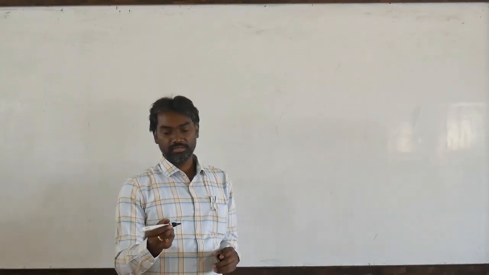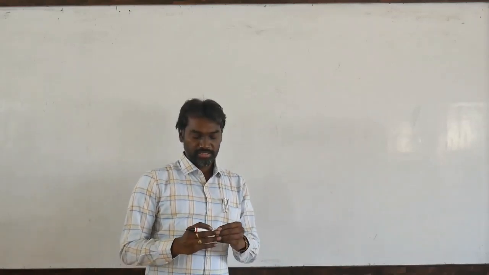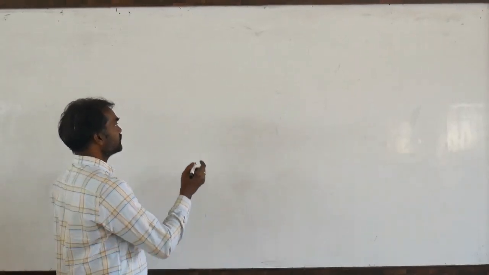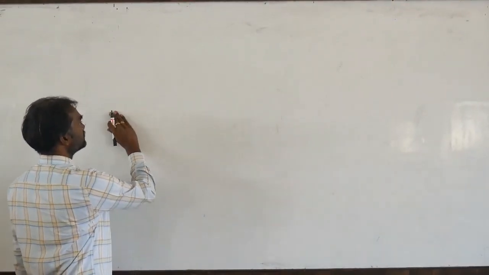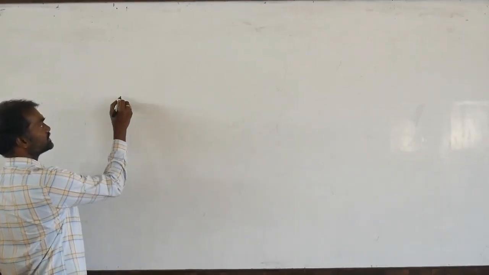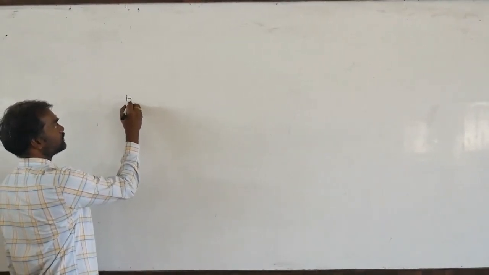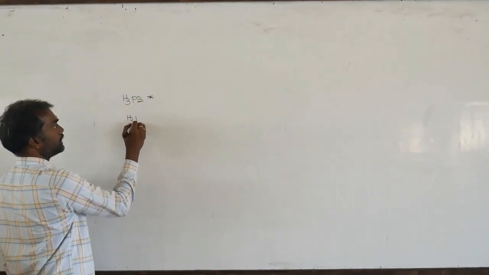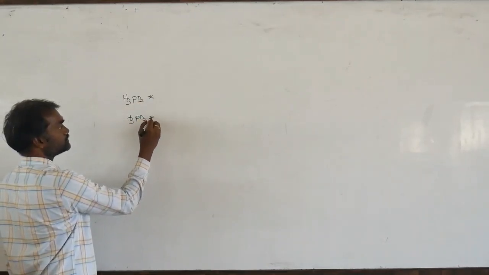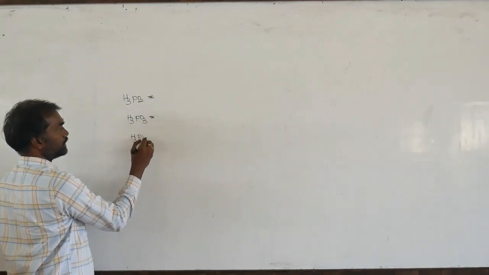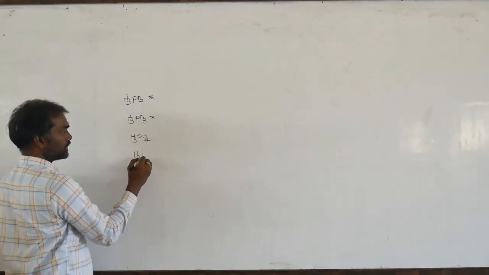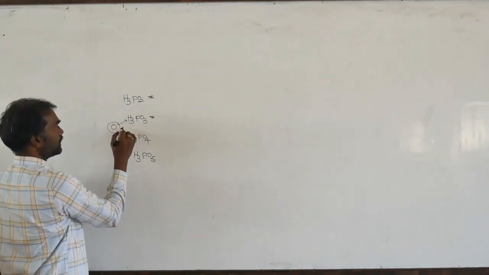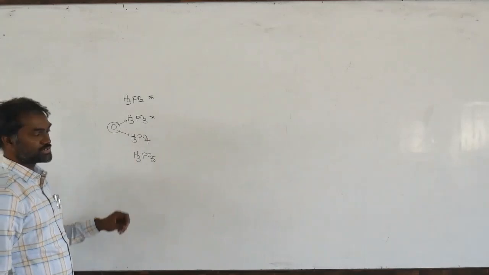So good morning students. In the last class we discussed phosphorus oxo acids and their structures. Some we completed, some are pending. So now we are discussing that one. H3PO2 we completed. H3PO3, H3PO4, H3PO5. See, these are ortho. So we have completed these things.